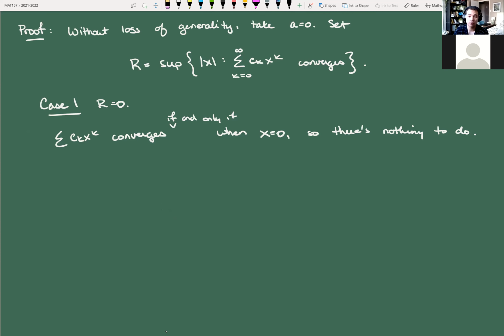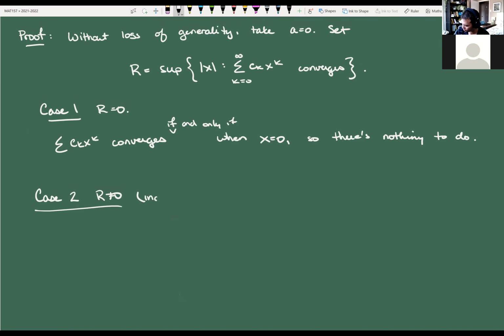Okay, so if R equals 0, that means that this only converges when X is equal to 0. And if it only converges when X equals 0, then it diverges when X is not 0, and we're done, right? Because that's what we wanted to show. Okay, so case 2. Let's assume R does not equal 0. And so this includes the R equals infinity case, right? And basically we can treat it the same way. It's just that when we prove divergence for this one, we're not too worried about it because there won't be anything which is bigger than infinity.